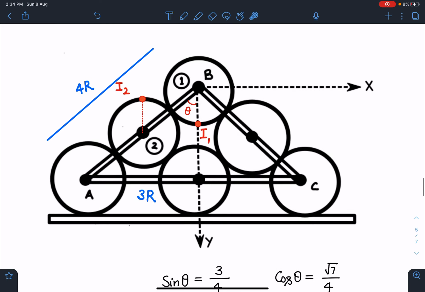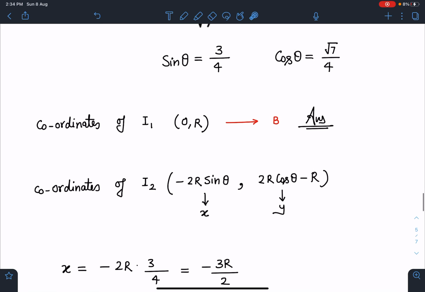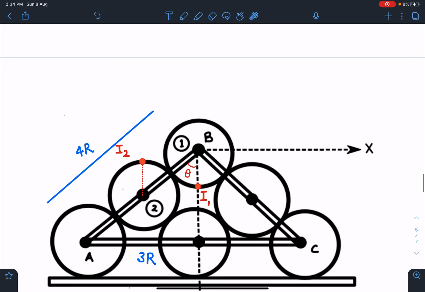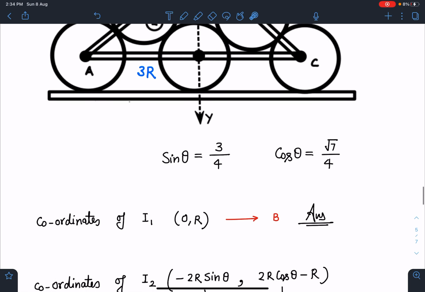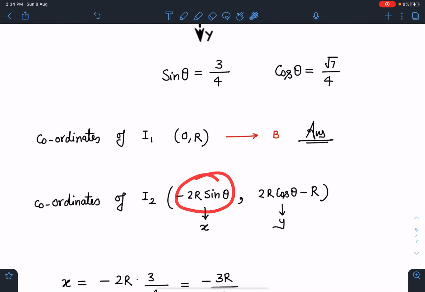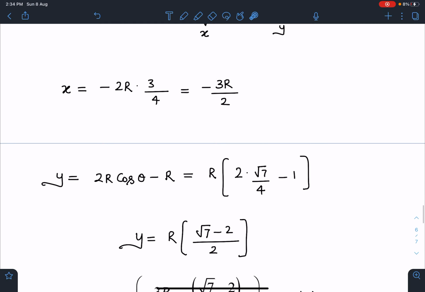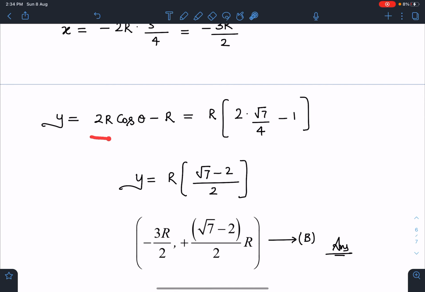Now second part, here this height we have to find out. So this length you can see it is 2r. So this vertical height is 2r cos theta. This is 2r cos theta minus r. That will be the y coordinate. So y coordinate I have written as 2r cos theta minus r, and you can see here this distance is 2r sin theta negative. So minus 2r sin theta is the x coordinate of I2, and this is 2r cos theta minus r is the y coordinate. We know the sin theta cos theta values. If you simplify, x coordinate I'm getting as minus 3r by 2, and y coordinate I'm getting as 2r cos theta minus r.